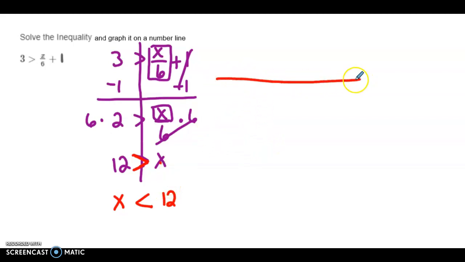And then when I go to graph, I need to go to a number line. We'll just put that as 0 and this is 12. Since it doesn't have the equal to line, I know it's an open circle on 12. And then I draw the arrow in whatever way it's pointing. So if you draw an arrow through your inequality sign, that tells you which direction to draw your arrow. Let's look at a few more of those.